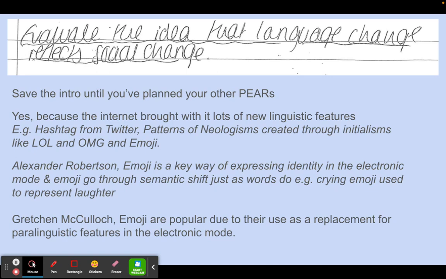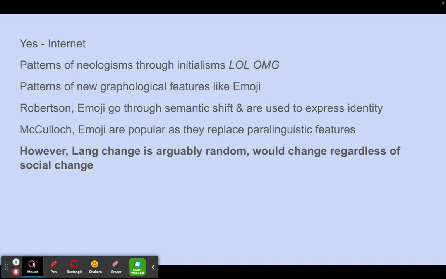Okay. Now, this is a lot of information for you to write down in the exam when you're just planning. So, if you already know this stuff and you're kind of thinking about it and you're fairly confident on it, then you can distill this down into a very quick and very simple plan. So it could look something like this. So literally, as you are scrolling down your plan, you could put paragraph 1, yes, because of the internet. Then you're talking about the patterns of neologisms and the patterns of new graphological features like emoji being created. That's going to get you quite high AO1 because of the patterns you've identified.